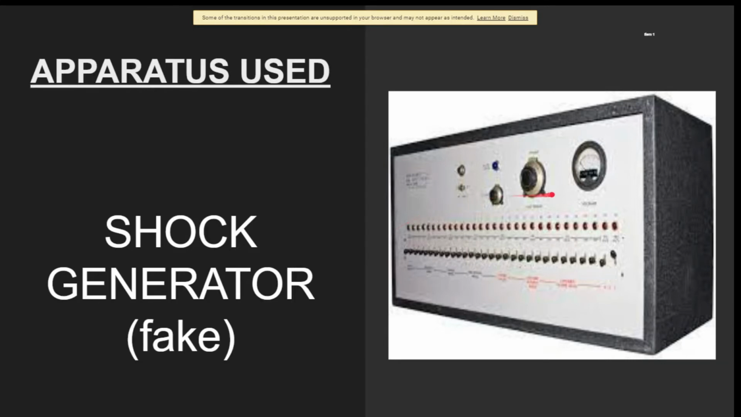And so there is a brief description of the shock generator. It had 30 lever switches, one for each level of shock. The shocks ranged from 15 volts all the way to 450 volts, and they were signified with the following danger levels: slight shock, moderate shock, strong shock, very strong shock, and at the end, the final two shocks were labeled simply XXX.